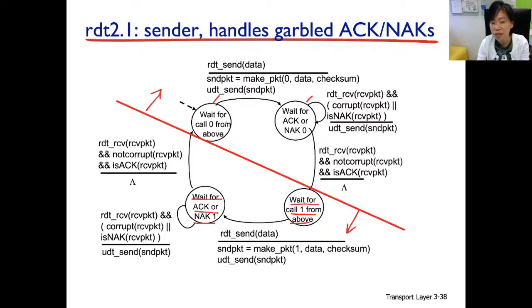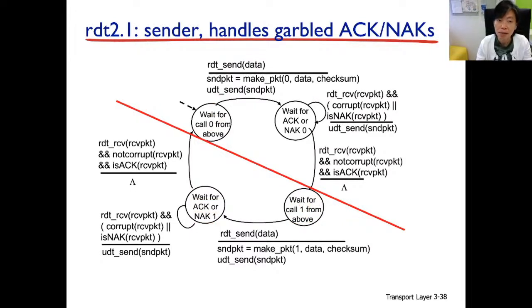Okay, the only difference is this. Wait for call for packet 0 from above versus wait for call for packet 1 from above. We just talked about the sequence number required to separate two packets one after another from a duplicate, a retransmission of an existing packet, isn't it? So having 0 and 1 is a way to tell a duplicate packet apart from a new, fresh packet. So we do need to have the separation here in the RDT 2.1 sender.